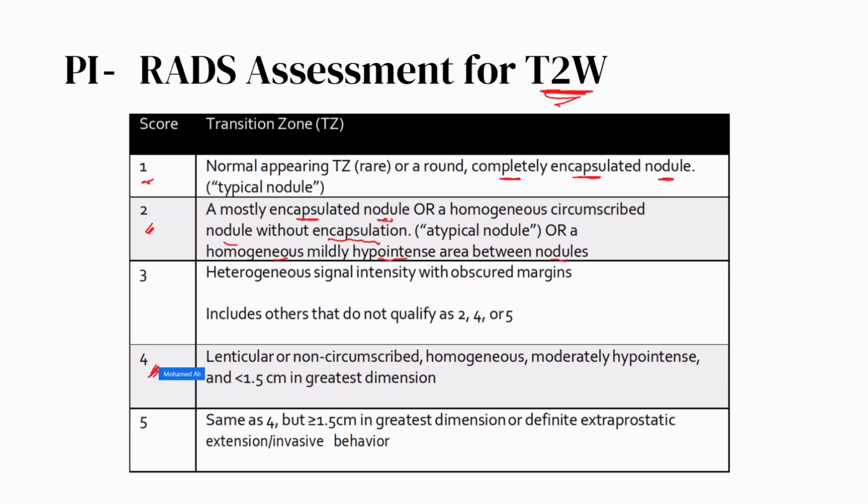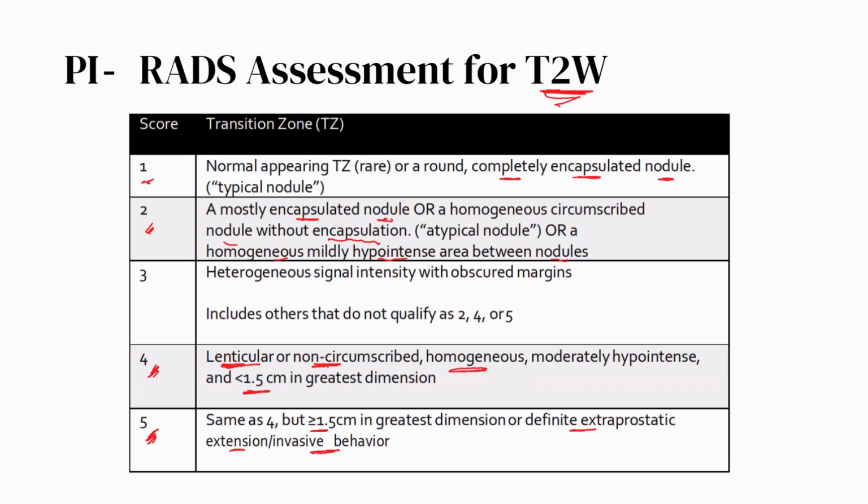Regarding score 4 in the T2 weighted MRI, lentiform mass or non-circumscribed homogeneous mass shorter than 1.5 centimeter. If we have the same criteria as 4, but it is larger than or equal to 1.5 centimeter, or if we have a small lesion with definite extraprostatic extension or invasive behavior, so we are now in score 5.